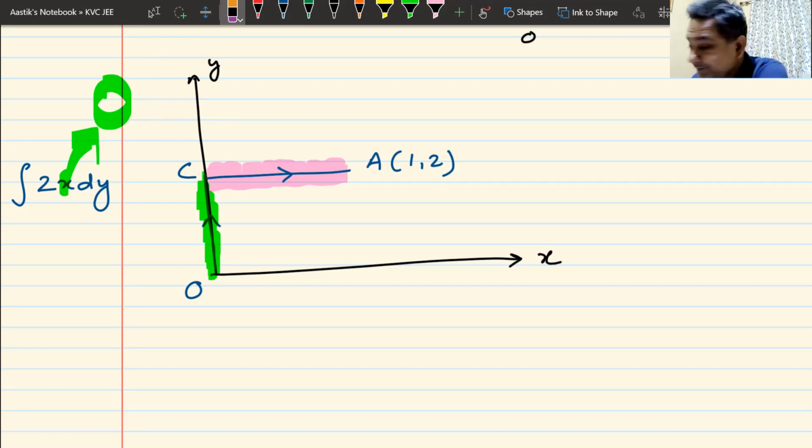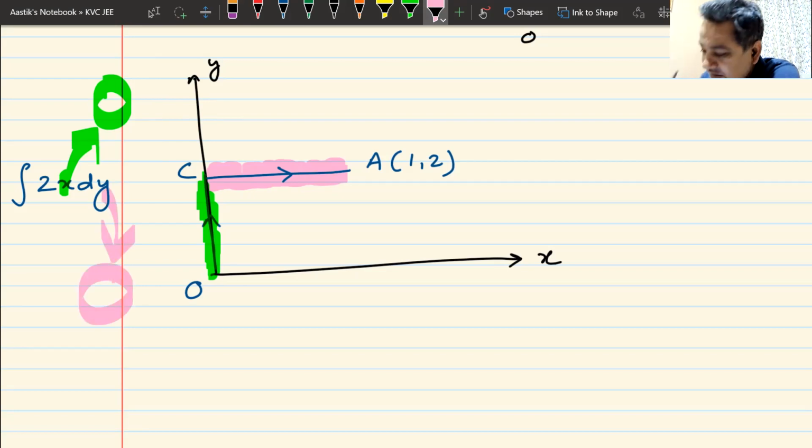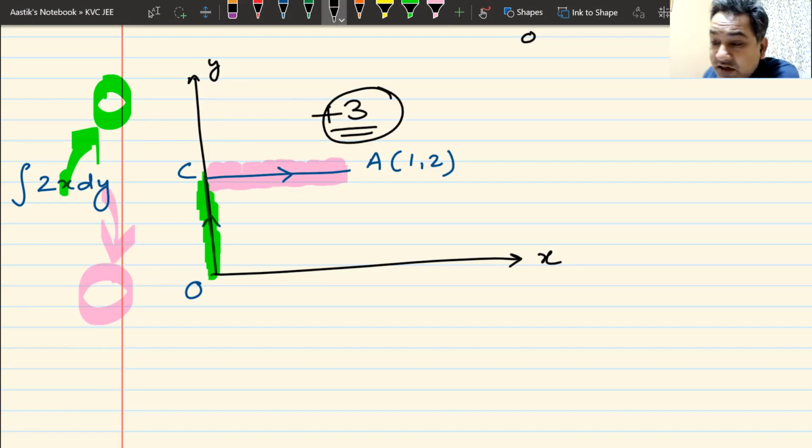What is happening in the pink path? Anyone can tell me? It is a line which is parallel to the x-axis, so the value of y does not change. So this is also 0. Both are 0, so this integral is completely 0 in both the paths. The only thing that remains is the integral of 3 dx. The integral of 3 dx from 0 to 1 is plus 3. So the answer for this part is also plus 3 joules. Both the answers are coming the same.